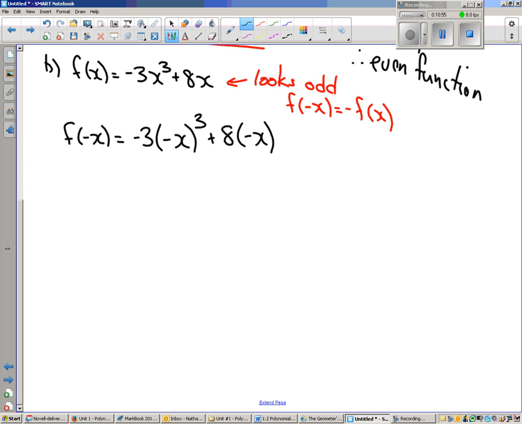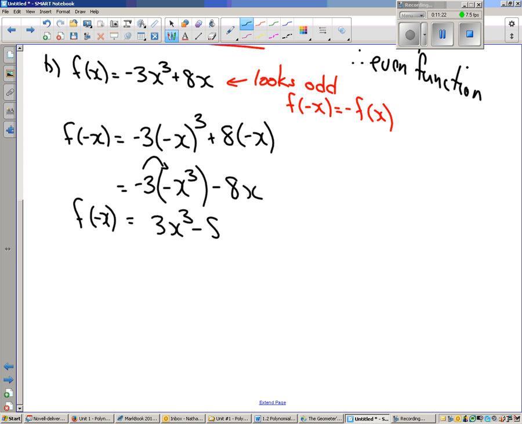What's negative x cubed? Negative x cubed. Okay, so it'll be negative 3 times negative x cubed. And then we have 8 times negative x is going to be minus 8. Multiply this one in. So f of negative x is going to be 3x cubed, oh, forgot my x, minus 8x.